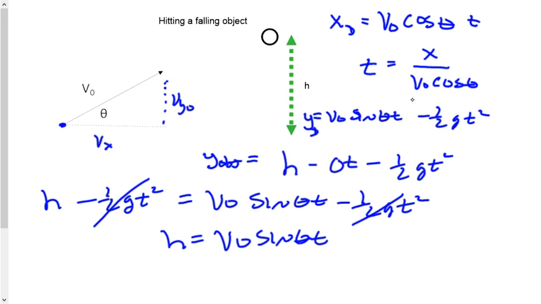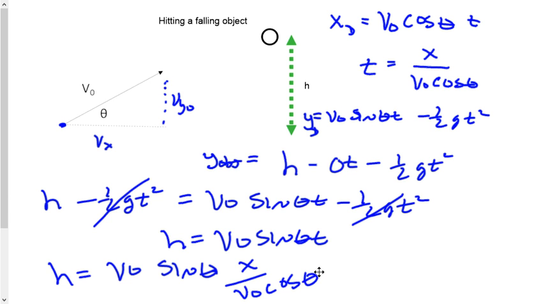Well, remember that t is also x divided by v naught cosine theta. So let's go ahead and plug that in. So h is equal to v naught multiplied by the sine of theta, and I multiply that by our time, which is actually x divided by v naught cosine theta. Well, we can cancel some things out there. Our v naughts can cross off. Sine over cosine is equal to the tangent. Therefore, h is equal to x tangent of theta.